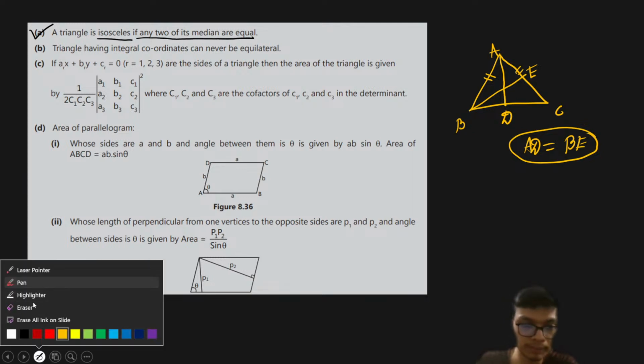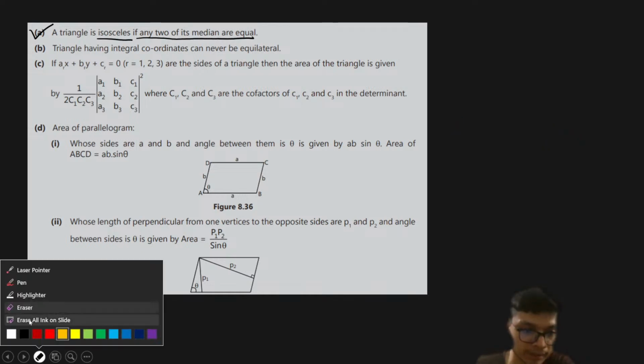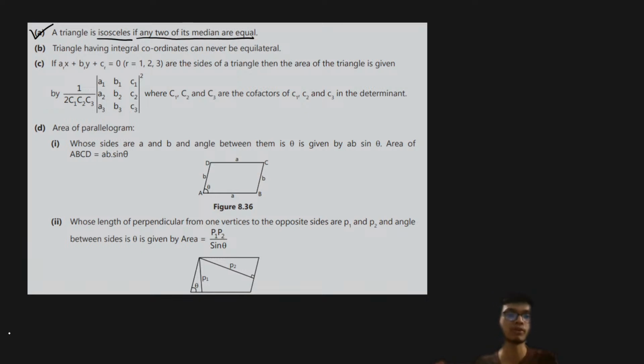So if you have any questions that include medians and a triangle is given, you have to consider the triangle as an isosceles triangle and proceed with it, right?